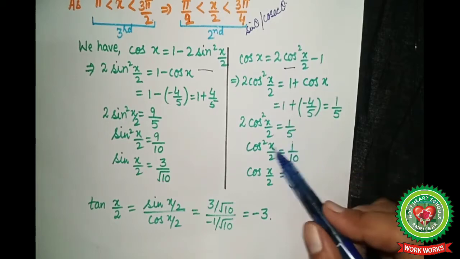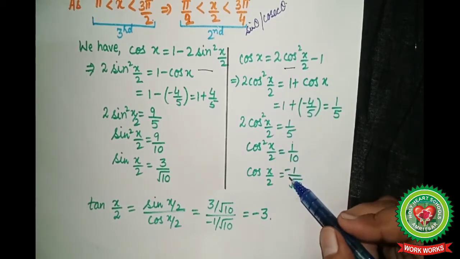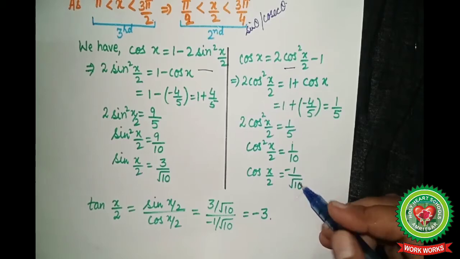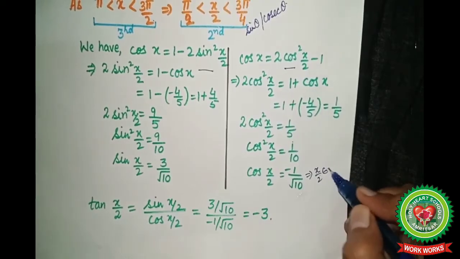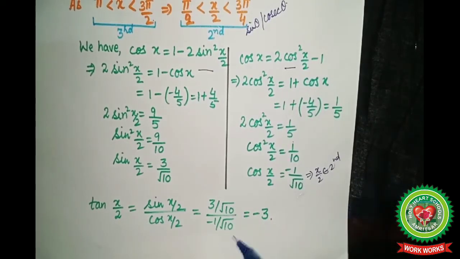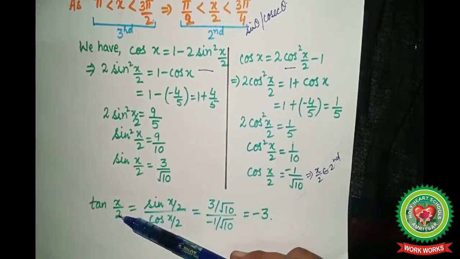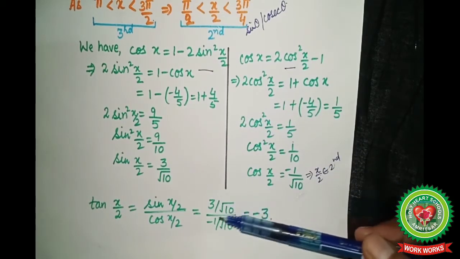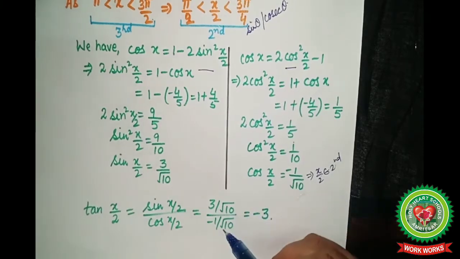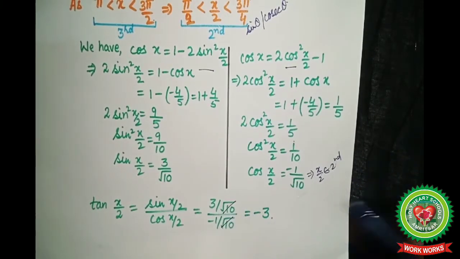Now taking the square root, we are getting two values. We will reject the positive and take the negative value because x by 2 belongs to the second quadrant. Now we have the value of sine and the value of cos. On dividing both the values, we will get the value of tan x by 2. That is equal to 3 upon root 10 upon minus 1 upon root 10. Here root 10 cancels with root 10, so we are left with minus 3. In this way, we can apply the submultiple angle formula in the sums.